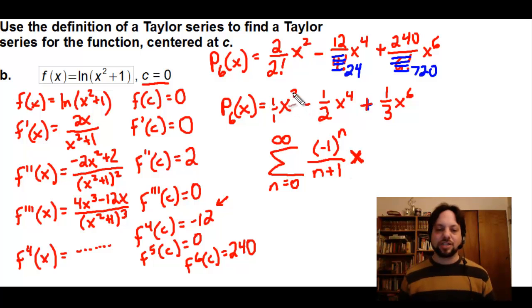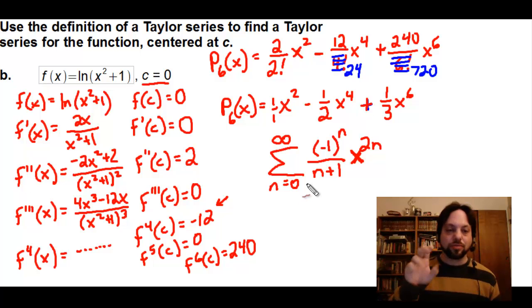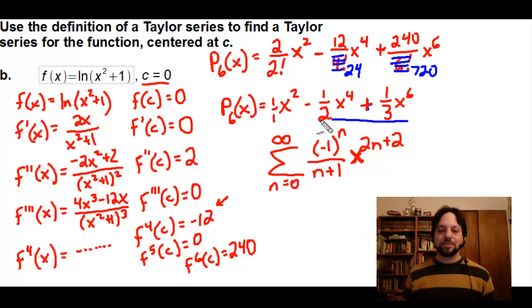Now x, if you notice, the exponent is going up by 2 on each term. So that will keep it going up by 2 on each term. However, for my 0th term, I need the exponent to be 2. If I plug 0 in here, I get x to the 0. If I just add 2 to that, that should do it. So here is my Taylor series.